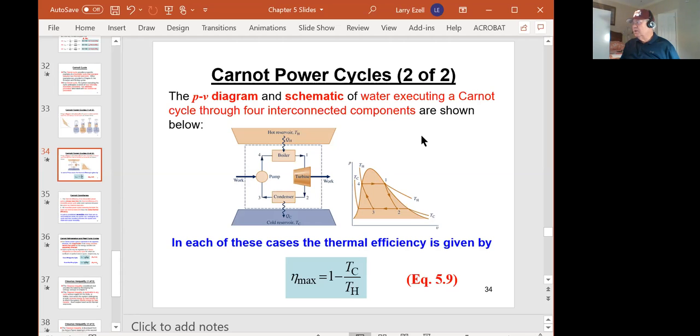Let's start at 1. 1 to 2 is an adiabatic expansion through the turbine. 2 to 3 is an isothermal, actually an isothermal cooling. 3 to 4 is another adiabatic. You could call it compression. Really, it's not though. And 4 to 1 is the isothermal addition of heat. So Carnot proved that for this type of cycle, the maximum possible efficiency is 1 minus TC over TH.